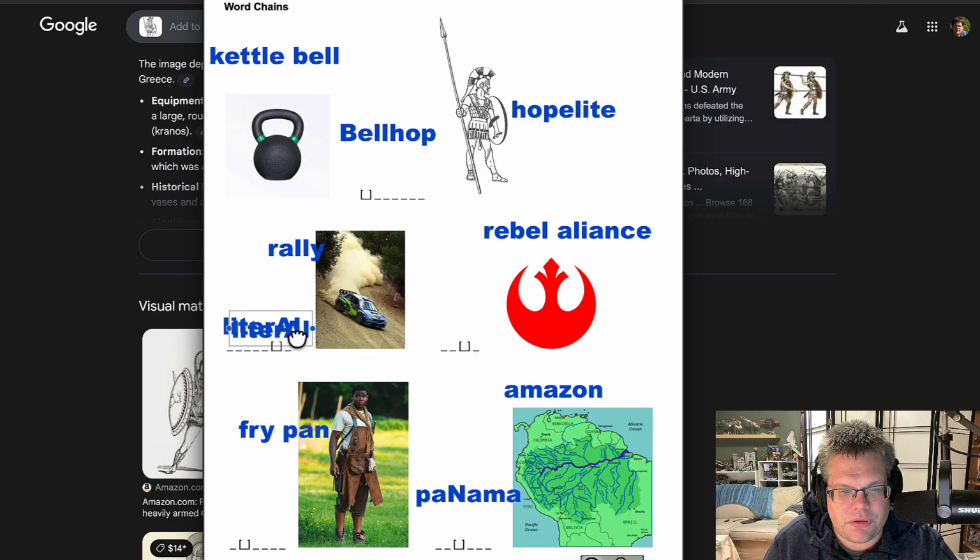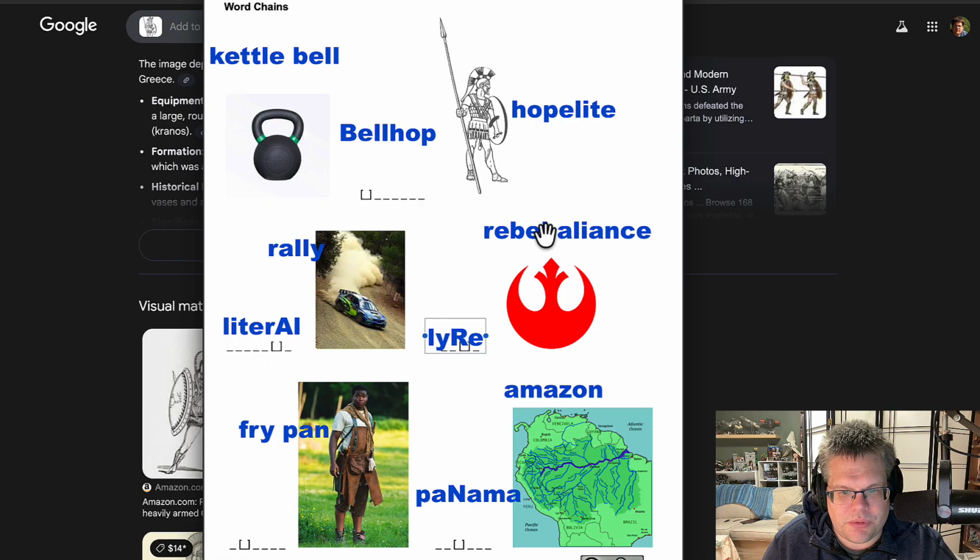Trying to go from rally to rebel is tricky again, but I see it's a 4-letter word, so it's probably only going to use a little bit of each one. What about a liar? And now I'm seeing that the words are starting to spell out BAR. That's a word. That could be a word. That's pretty good. So I'm going to put that there.